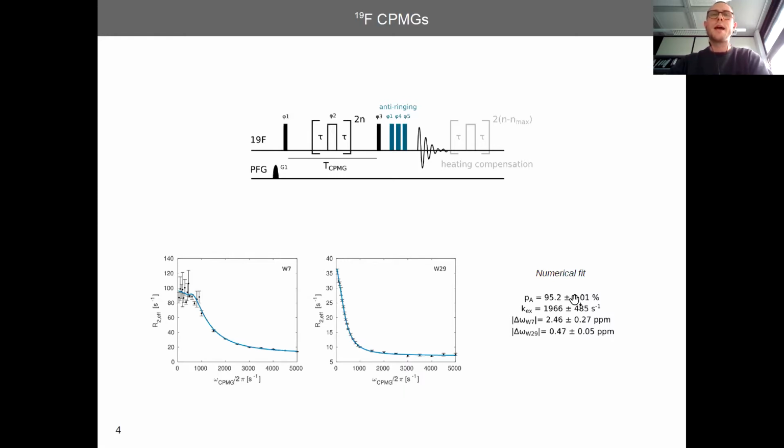Here, I just want to mention that these delta omegas that we extract for tryptophan 7 and 29 are in good agreement with what you would expect from the spectra of the folded and the unfolded protein. So this tells you that this reports on the unfolding process.